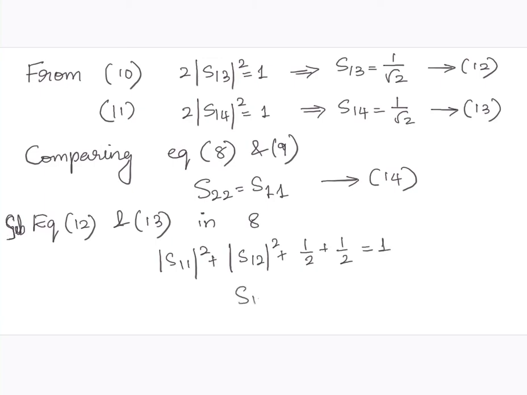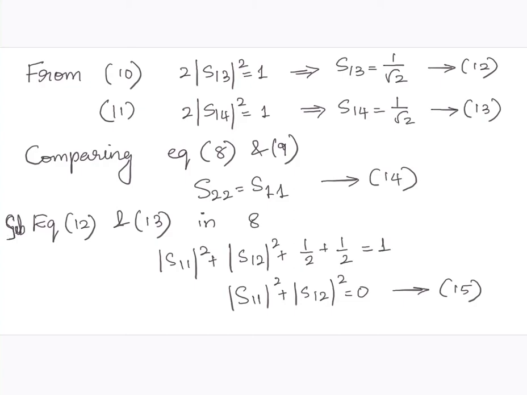So this can be written as S11 square plus S12 square is equal to 0. So now we get it by this equation.